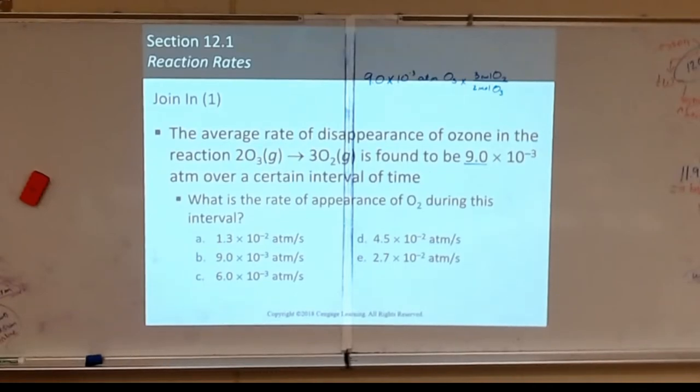So what'd you get? 1.35. Very good. Do y'all see how to solve these kind of problems? Super easy. The rate of disappearance, directly proportional. Super straightforward. All right, cool.